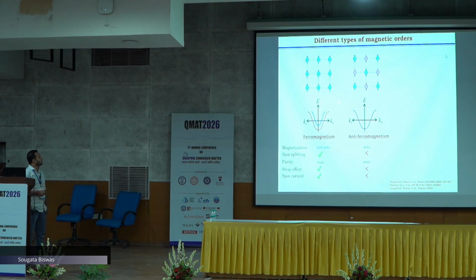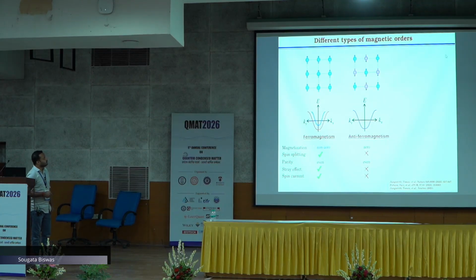Traditionally, magnetic order is classified into two types. The first one is the well-known ferromagnetism, which always gives a non-zero magnetization due to the parallel alignment of the spins, and the corresponding energy band always shows a splitting into up and down bands. But in the antiferromagnet case, due to the anti-parallel alignment of the spins, the net magnetization is always 0, and at the same time the corresponding energy band diagram shows a degenerate overlapping in momentum space.